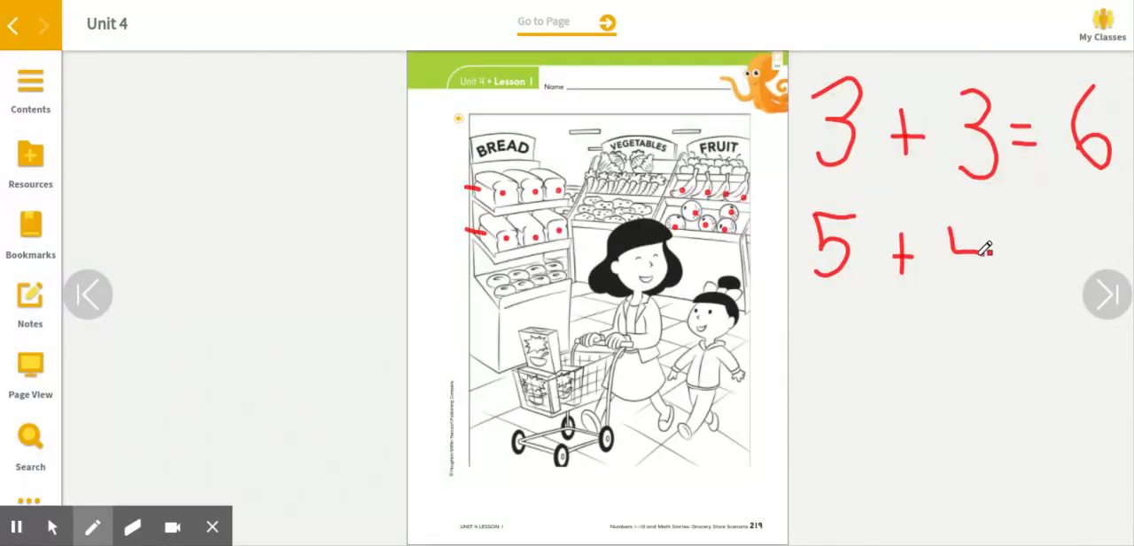So we want to know how many oranges and how many bananas this grocery store has. So how are we going to find out what 5 oranges plus 4 bananas equals? We'll have to count. So here's my 5 oranges, 6, 7, 8, 9. Altogether, this grocery store has, in bananas and oranges, 9. Pause the video if you need to catch up, and then we're going to do another one.